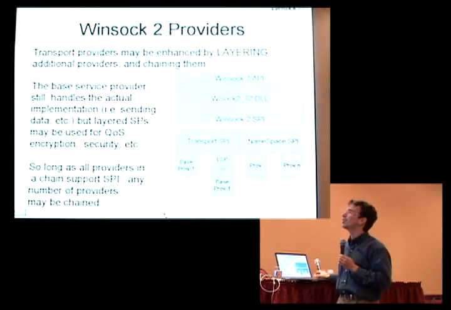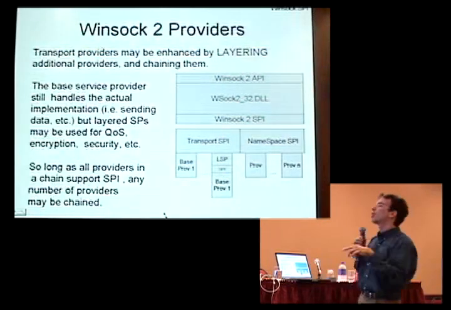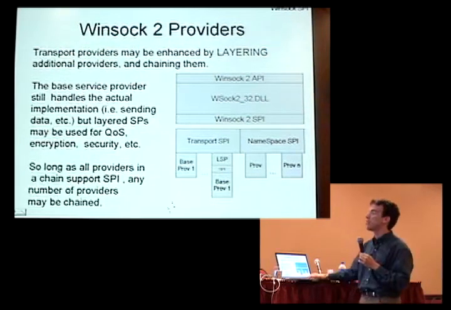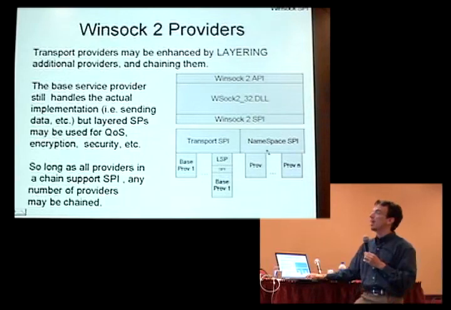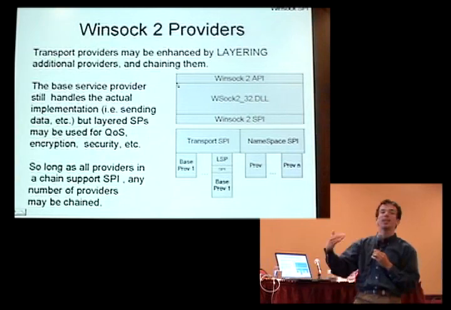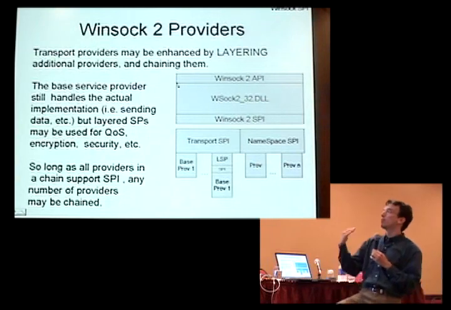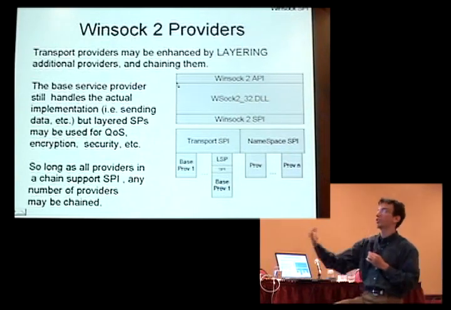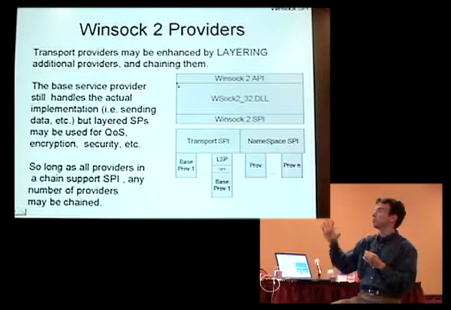Okay. So, going back to our little drawing there of what the winsock API actually looks like, we see that we have the transport and the namespace SPIs, and we have the base providers, but we also see that for transport providers, we can further enhance existing providers by applying something known as a layer, and essentially implementing a layered service provider. And this is essentially the potency and also the weakness of winsock.